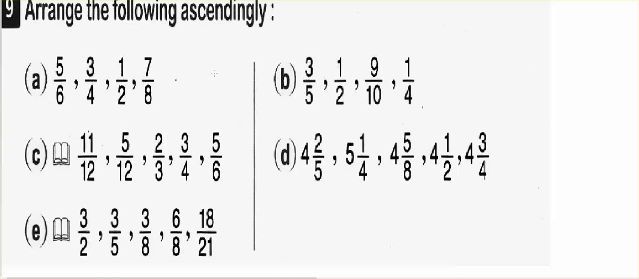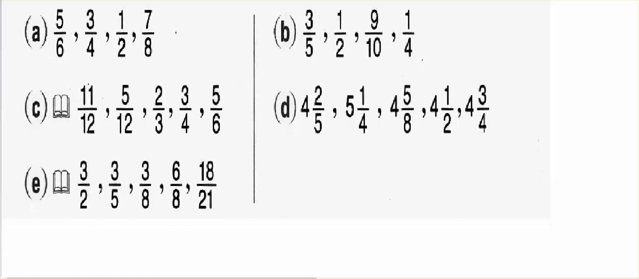Arrange these fractions ascendingly from the smallest to the greatest. The first group: 5 over 6, 3 over 4, 1 over 2, and 7 over 8. We said before, to compare fractions, we have to find the LCM, or a number divisible by all of these denominators. Now we have 6, 4, 2, and 8. What is the smallest number divisible by all of these numbers?